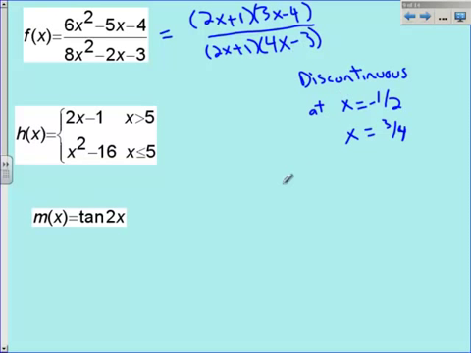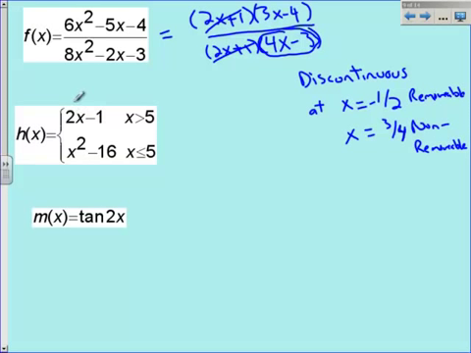Now let's be more specific, however. What kind of discontinuity is it? The 2x plus 1 factor that created the x equals negative 1/2 discontinuity is called a removable discontinuity. That means there's just a hole at negative 1/2. At x equals 3/4, however, because this does not cancel with the top, this is non-removable. And what is that called again? That's called a vertical asymptote.